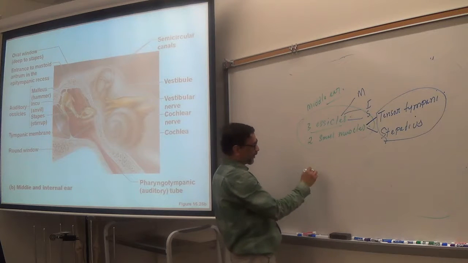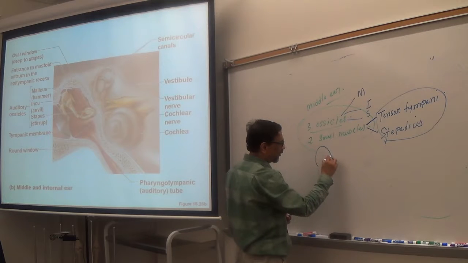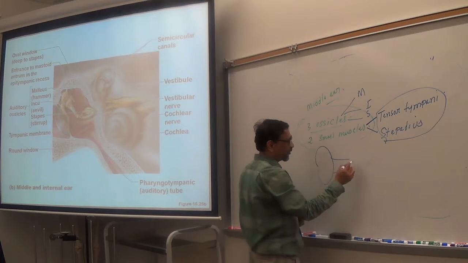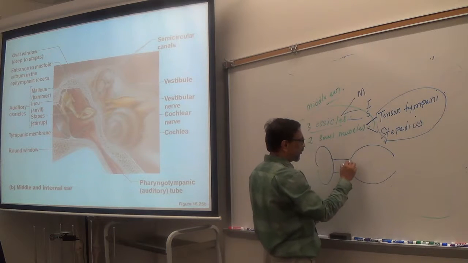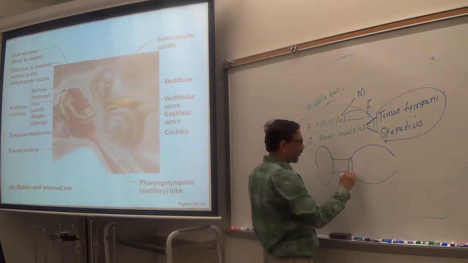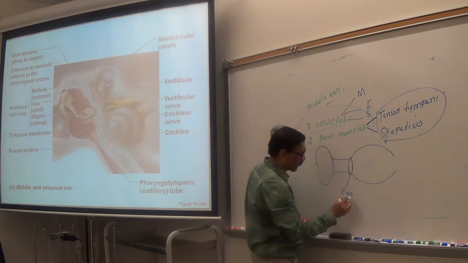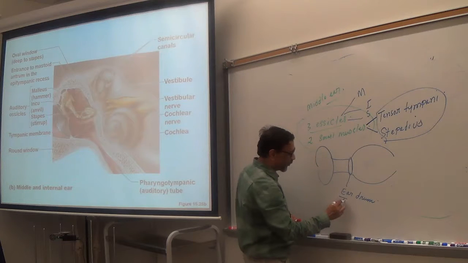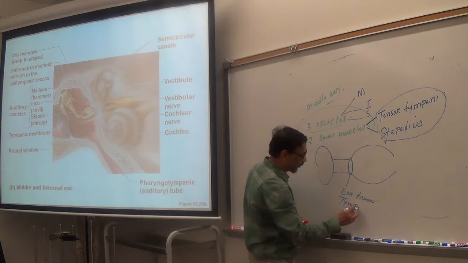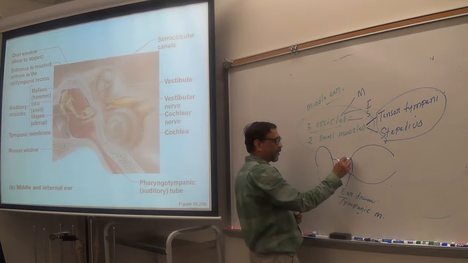Now let me draw here. This is the ear, external acoustic meatus. Then this is the middle ear. You have the tympanic membrane or eardrum. This is the eardrum, called tympanic membrane. Tympanic membrane or eardrum. Okay.